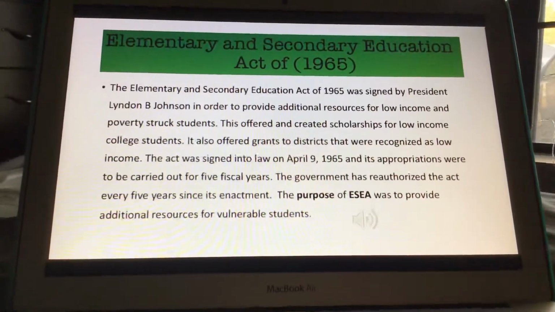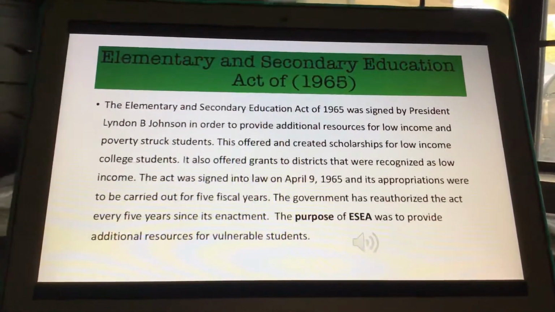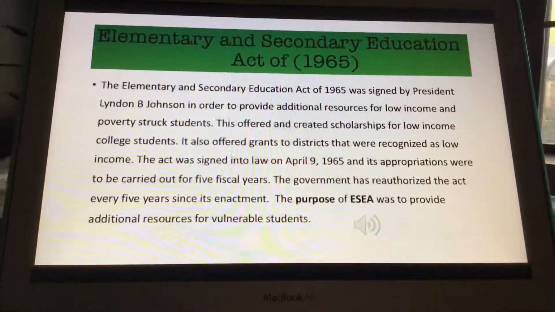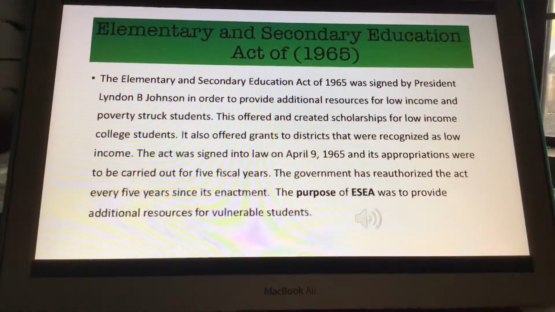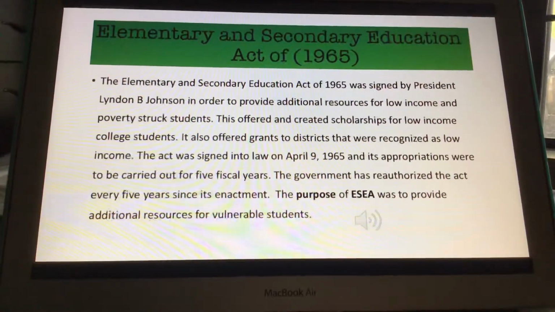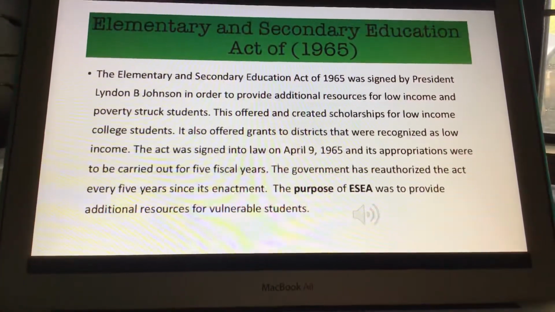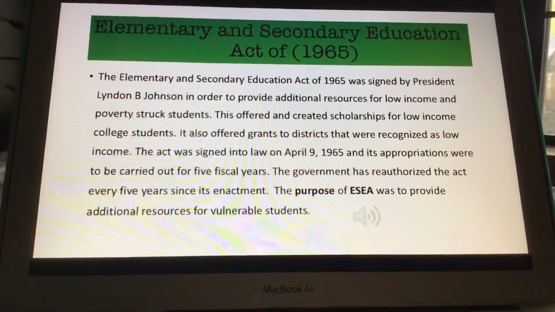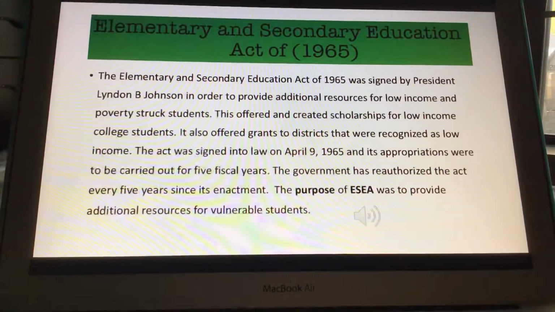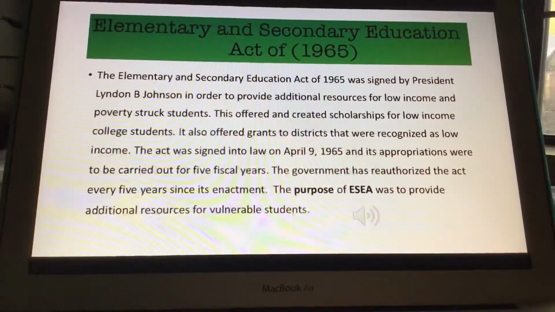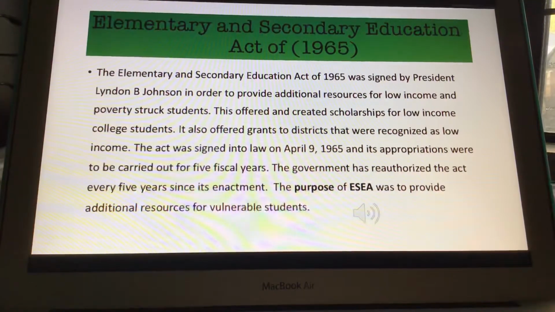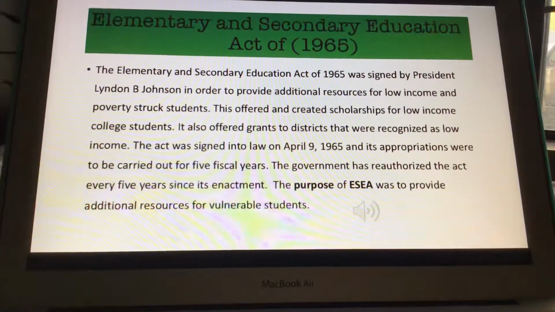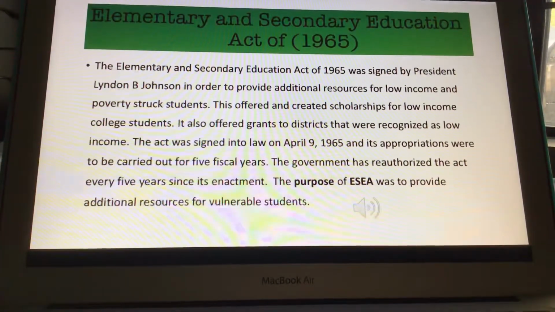The act was signed into law on April 9, 1965, and its appropriations were to be carried out for 5 fiscal years. The government has reauthorized the act every 5 years since its enactment. The purpose of the ESEA, the Elementary and Secondary Education Act, was to provide additional resources for vulnerable students.